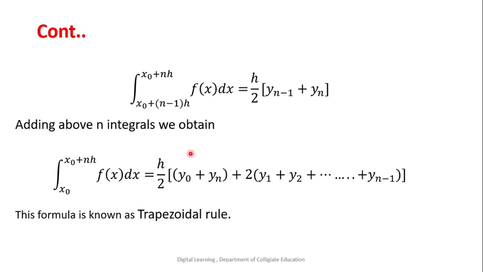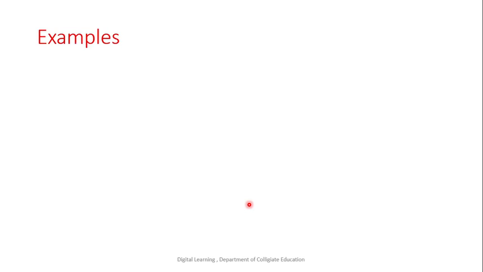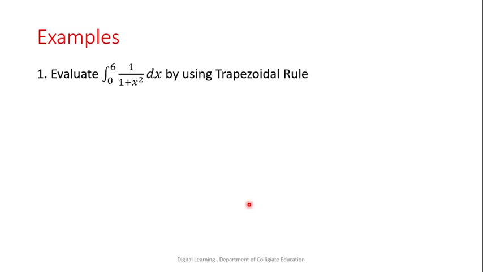The formula of the trapezoidal rule is given by integral from x0 to x0 plus nh of f of x dx is equal to h by 2 times the sum of the extreme ordinates plus 2 times the sum of the remaining ordinates. Now we move on to the examples.